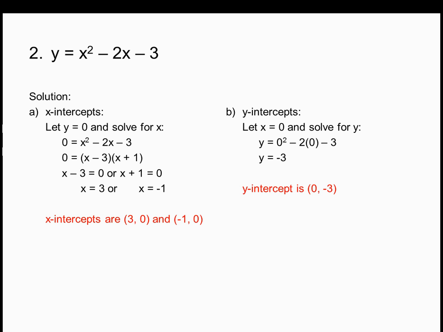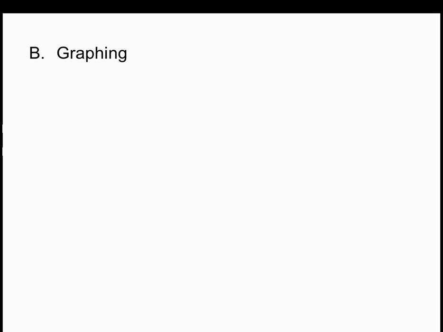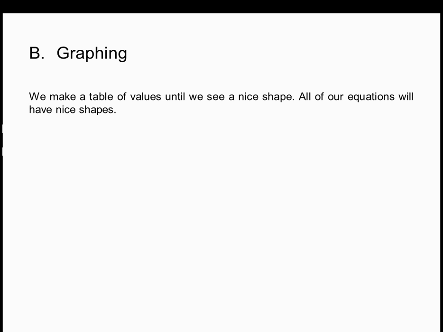Okay, let's actually move on to graphing. So, actual graphing. Now again, you are allowed to use your graphing calculator. So we will make a table of values until we see a nice shape. All of our equations will have nice shapes. So when you plot your points from your table of values, if you find it going all over the place, something is wrong. Nice shapes would be like a line, a circle, or what's called a parabola, which we will see in the examples.